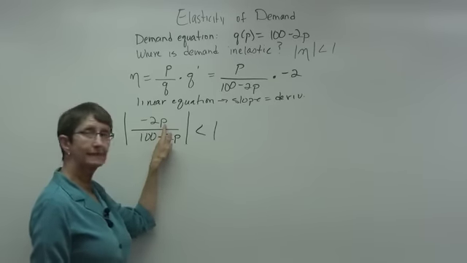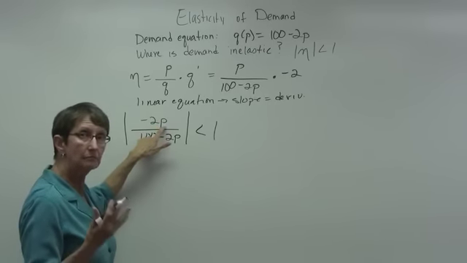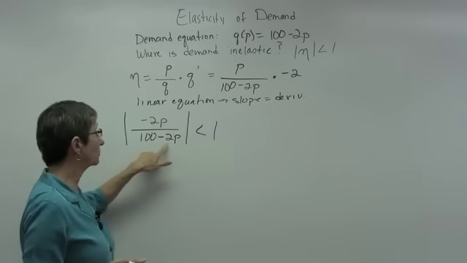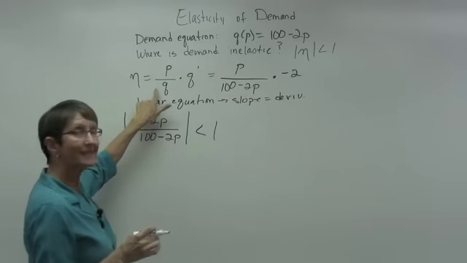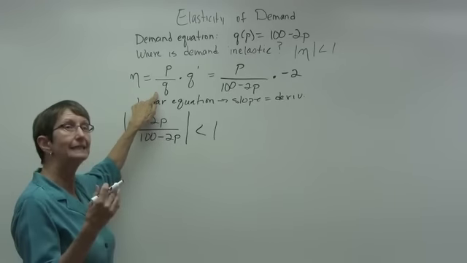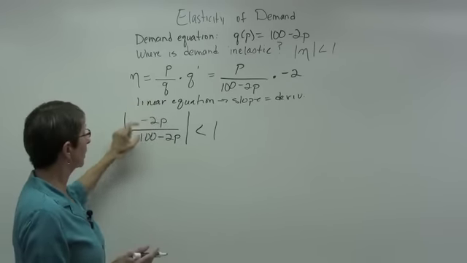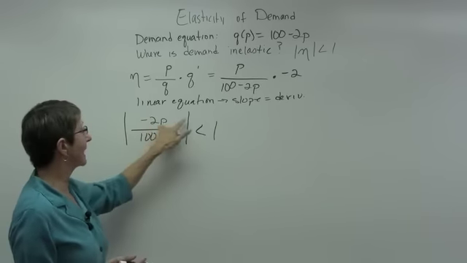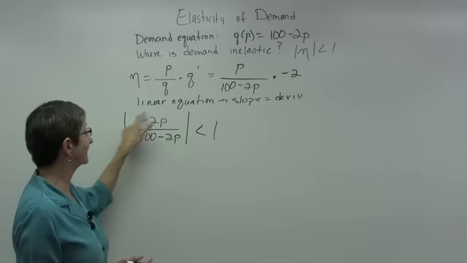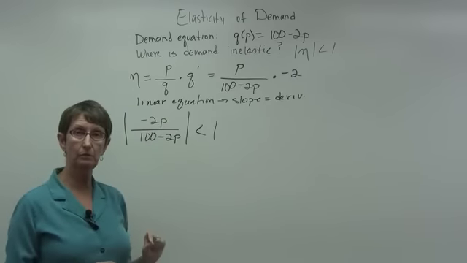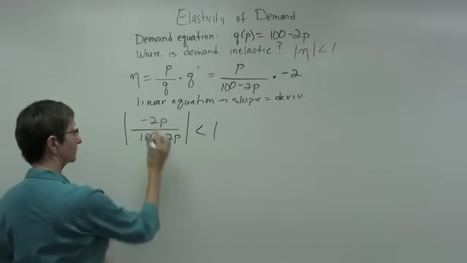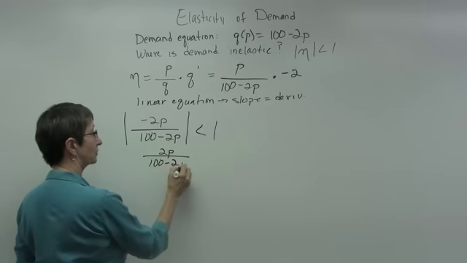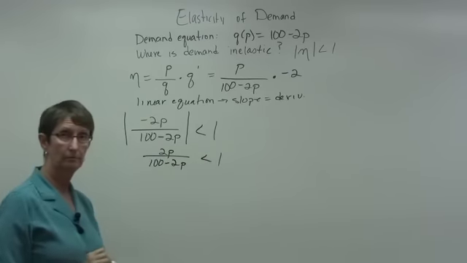I'm working with P's and Q's. P is a price. This number P has to be positive. It's a price, that's dollars. 100 minus 2P, that's Q. Q is a quantity. That has to be a positive number. So the P and the denominator are already positive. The only thing the absolute value does is take this negative 2 and make it positive 2. So to remove the absolute values, I have 2P over 100 minus 2P is less than 1, always.